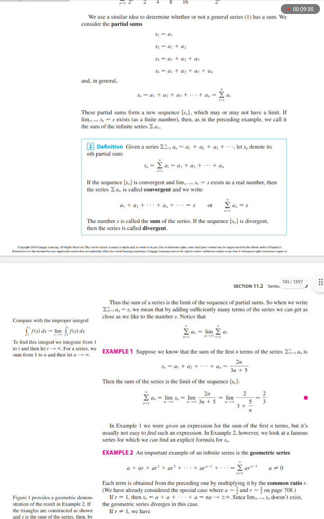Sidebar: compare with the improper integral. The integral from 1 to infinity of f(x) dx equals the limit as t approaches infinity of the integral from 1 to t of f(x) dx. To find this integral, we integrate from 1 to t and then let t approach infinity. For a series, we sum from 1 to n and then let n approach infinity.